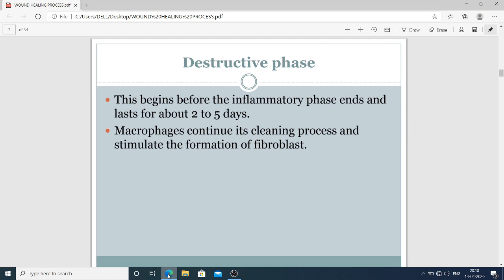Then the next one is the destructive phase. The destructive phase is a phase which causes great and irreparable damage. Okay, this begins before the inflammatory phase and lasts for about 2 to 5 days.